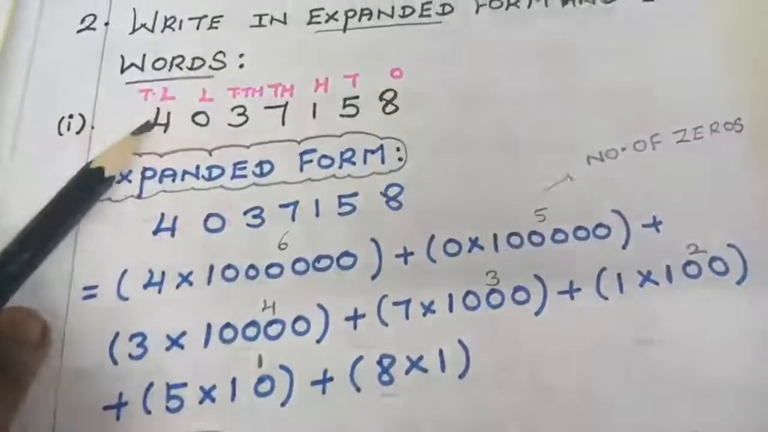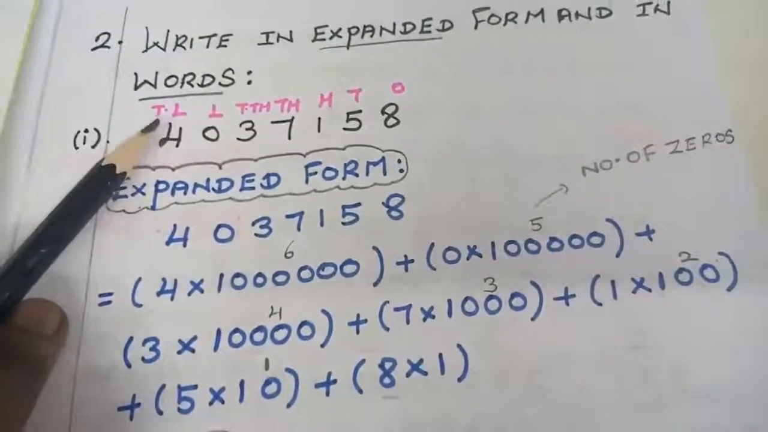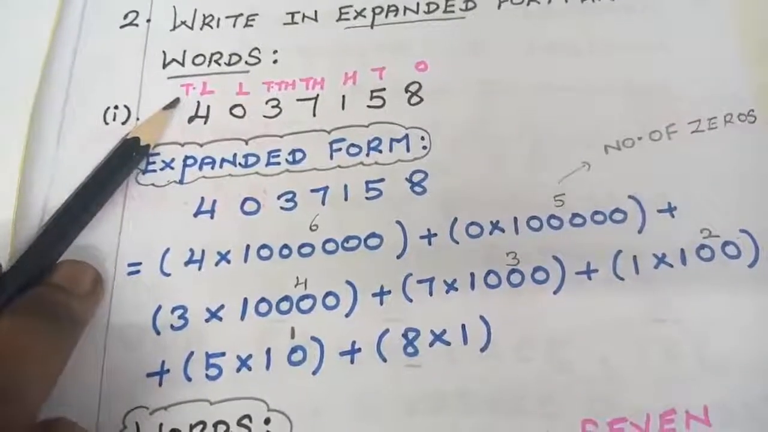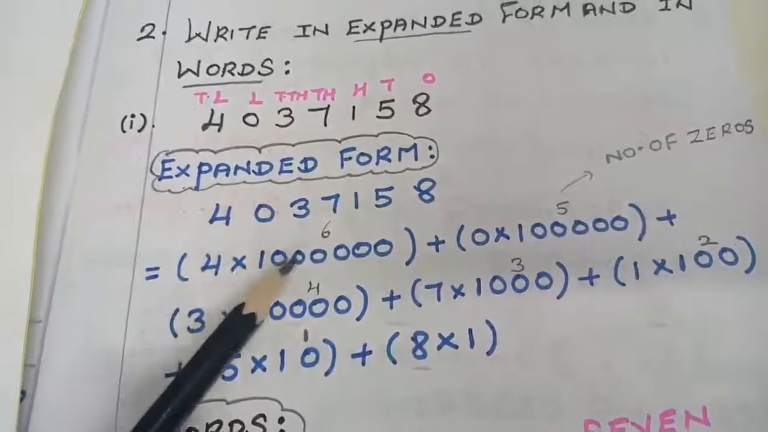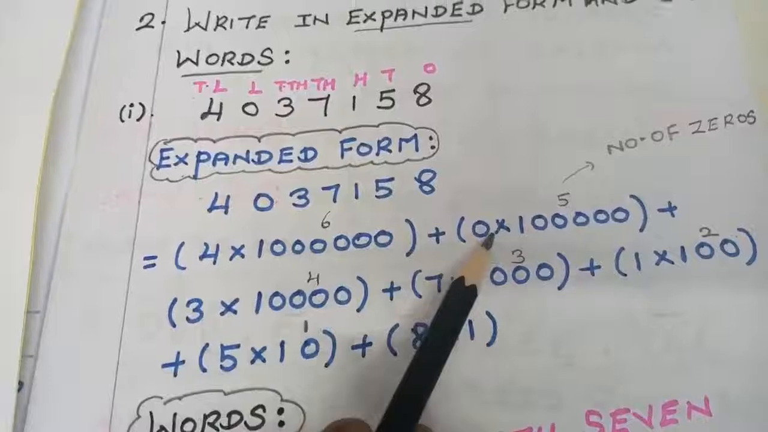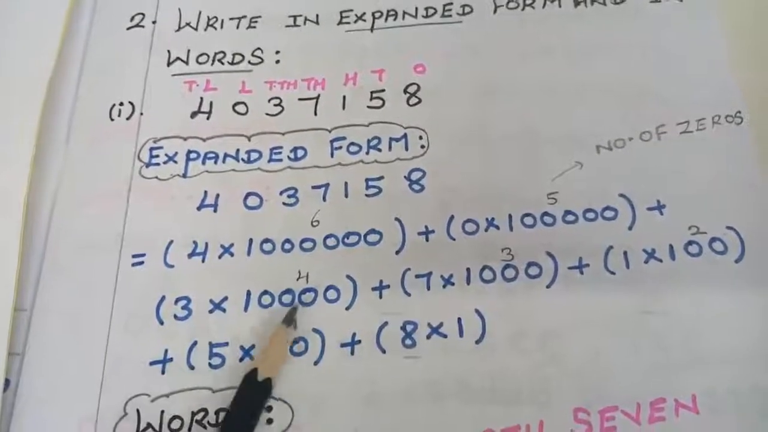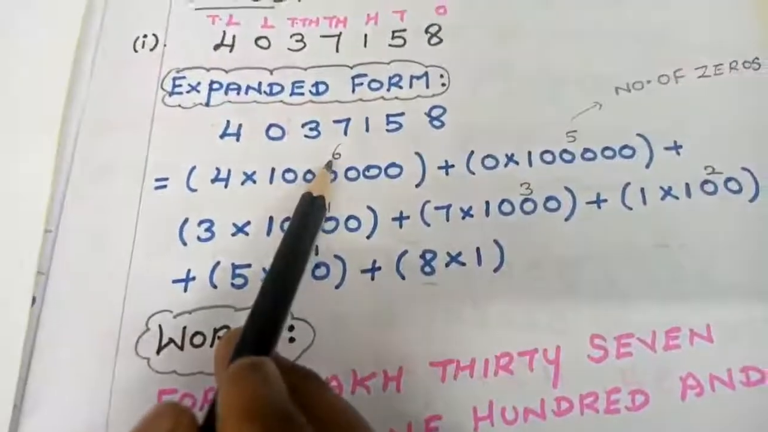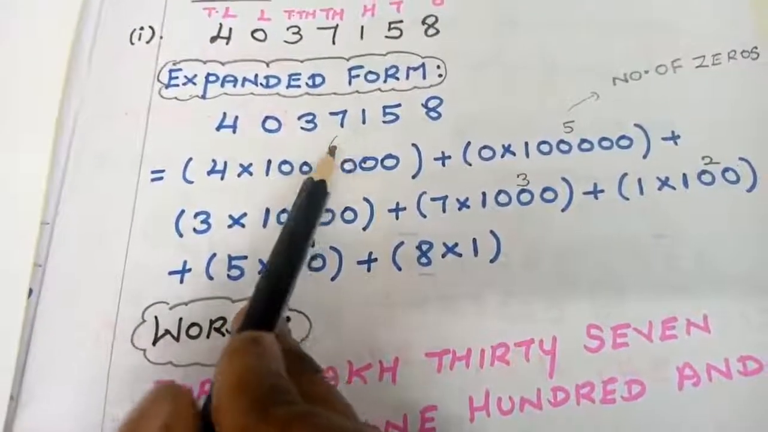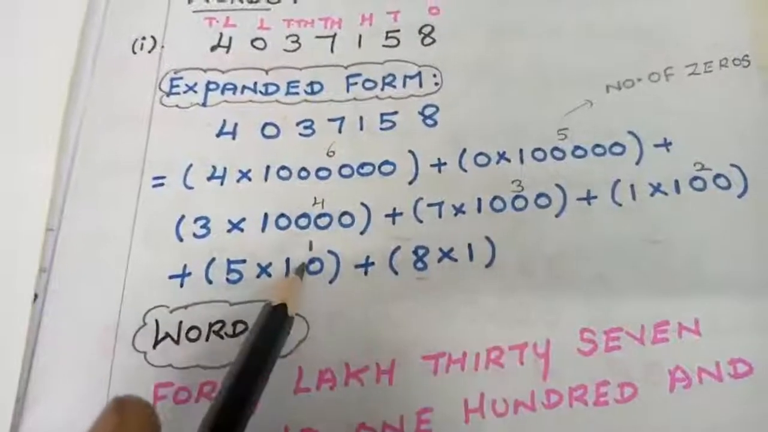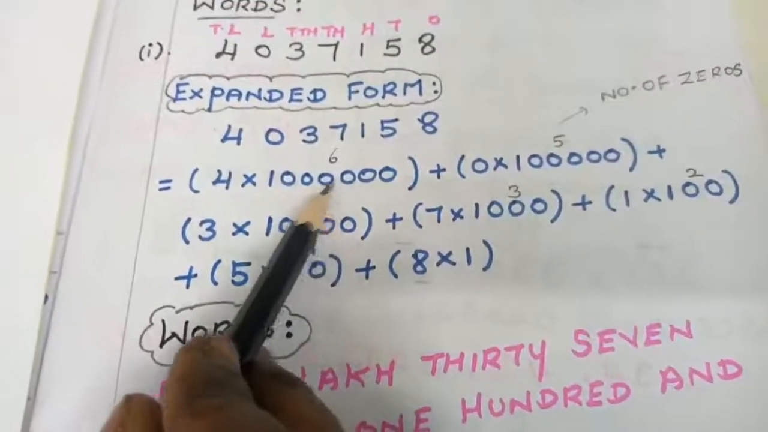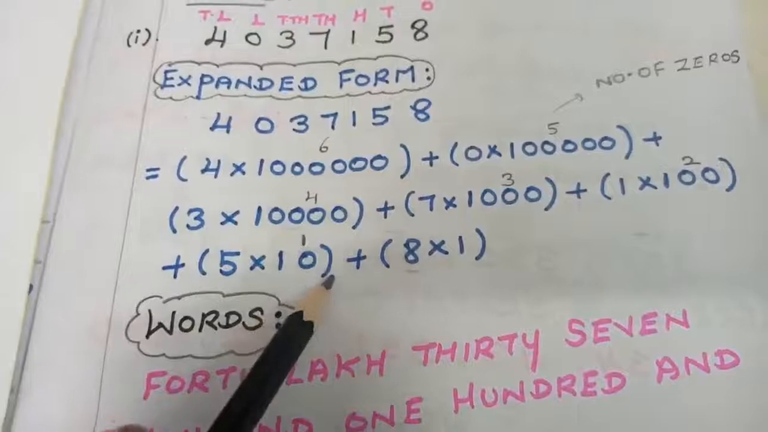If you see the first number here, 4, it is in the place of 10 lakh. 10 lakh means how many zeros? 6 zeros. That is 4 into 10 lakh plus 0 into lakh plus 3 into 1000. In this way you are going to write. Here I have written in pencil 6, 5, 4, 3, 2, 1. That is I am counting the number of zeros present in that particular number. So this is a way of writing the expanded form, students.